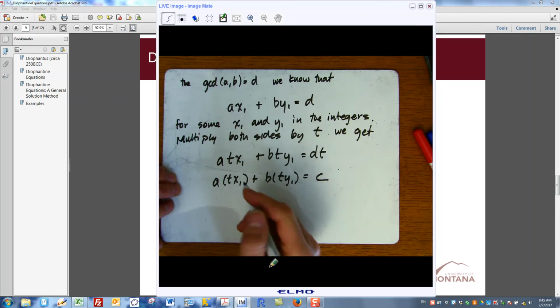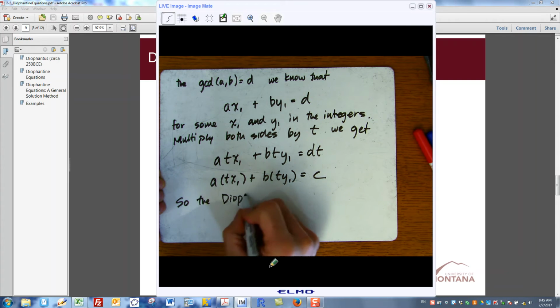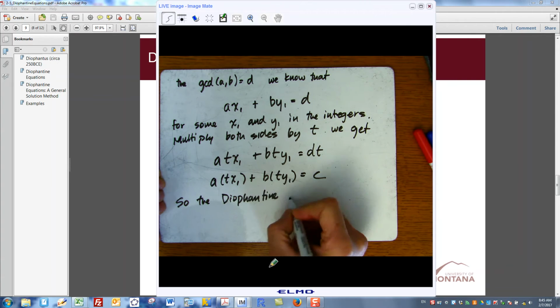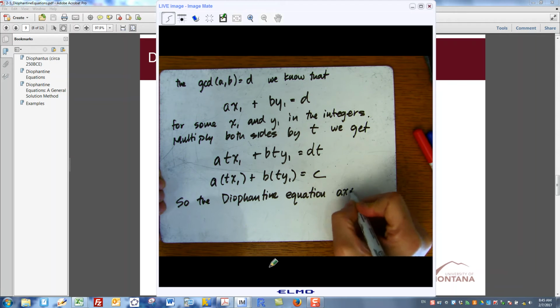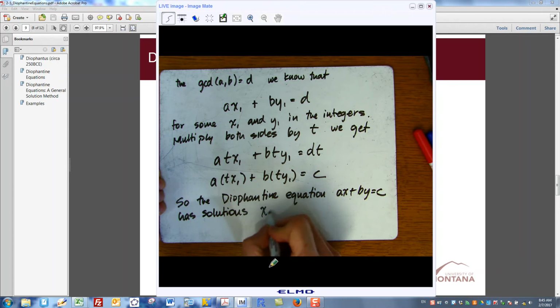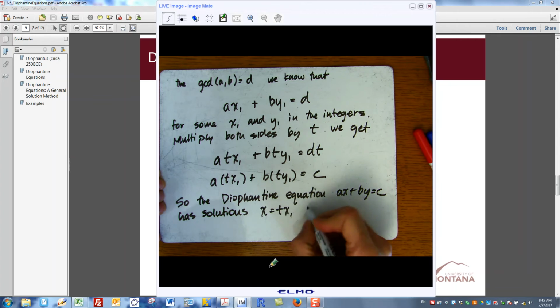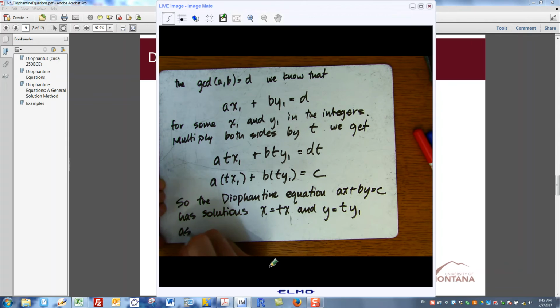And we can conclude, so the Diophantine equation ax plus by equals c has solutions, where x would be t x1 and y would be equal to t y1, as desired.